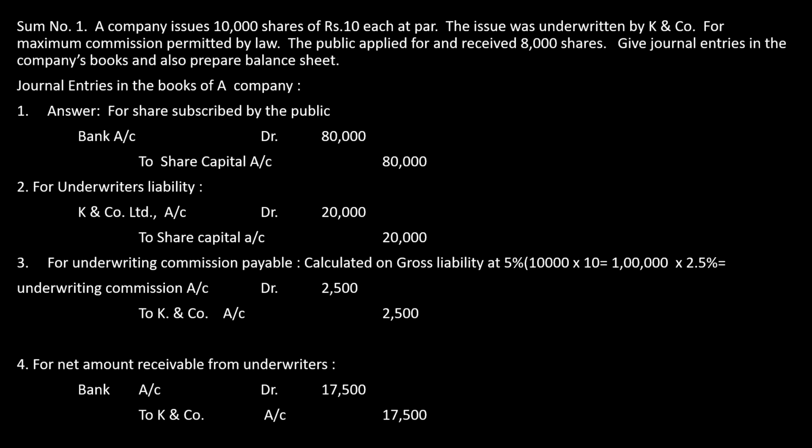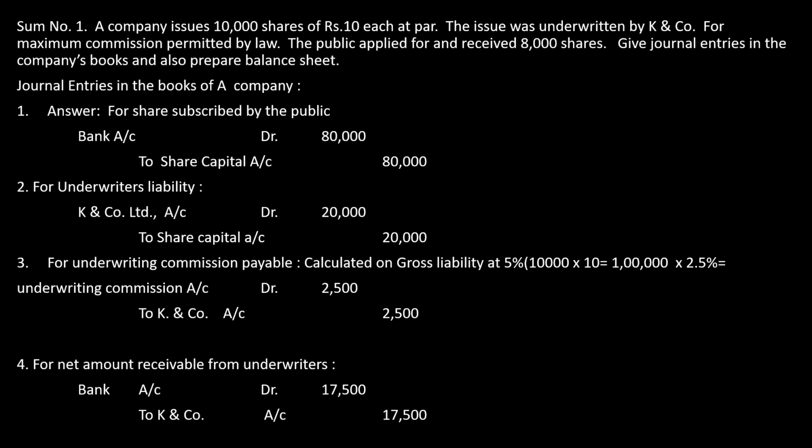The company issues 10,000 shares of rupees 10 each at par. The issue was underwritten by K and Co for the maximum commission permitted by law. The public applied for and received 8,000 shares. Give journal entries in the books of the company and also prepare the balance sheet. They didn't ask for the journal entry in the books of the underwriter.